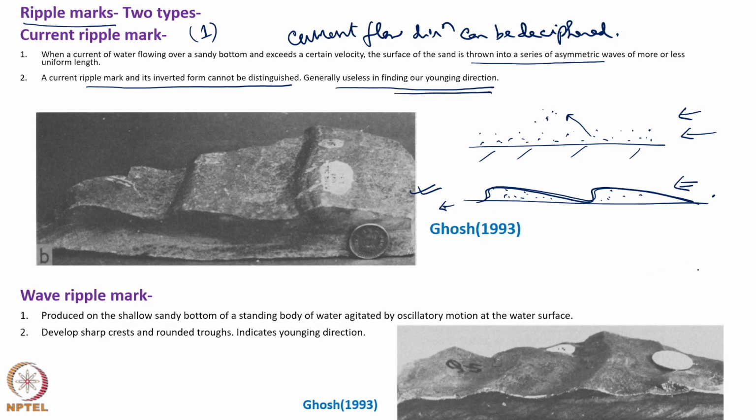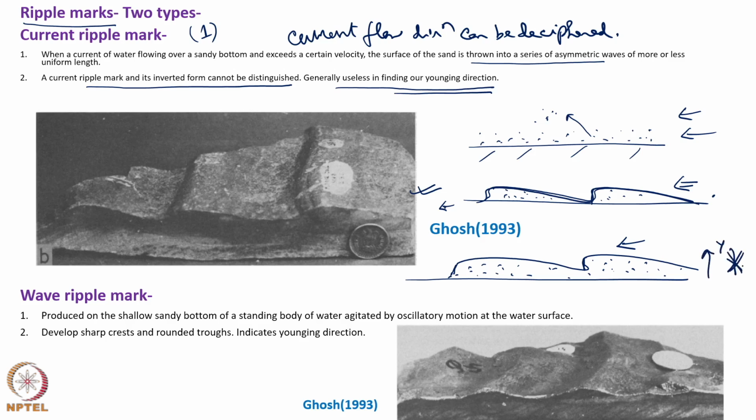So, if you are just observing this in the rock, and this is a sedimentary rock, maybe a little bit metamorphosed, maybe sandstone has become quartzite, while you can say that the flow direction was this in the past, you cannot say that upward is a younging direction. It cannot be commented. Now, I will take another kind of ripple mark known as the wave ripple mark.